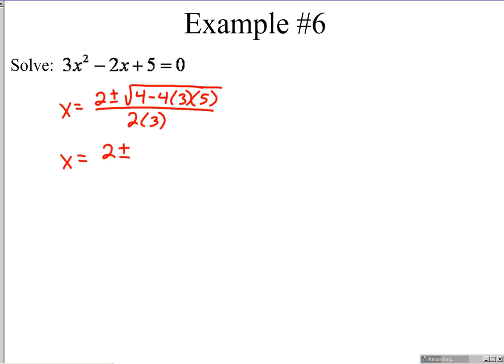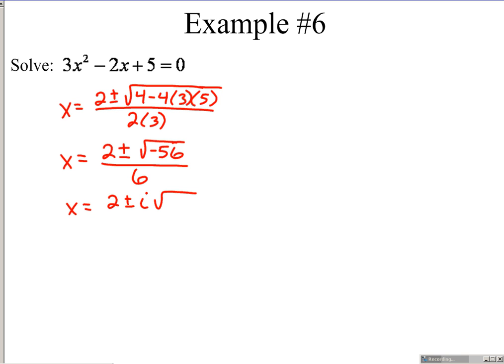We get 2 plus or minus underneath the radical. 4 times 3 is 12. 12 times 5 is 60. So we have 4 minus 60, which is negative 56. Now, here normally we stop and we say these solutions are not real. Now we know how to handle this situation, so I'm going to go ahead and pull an i out.